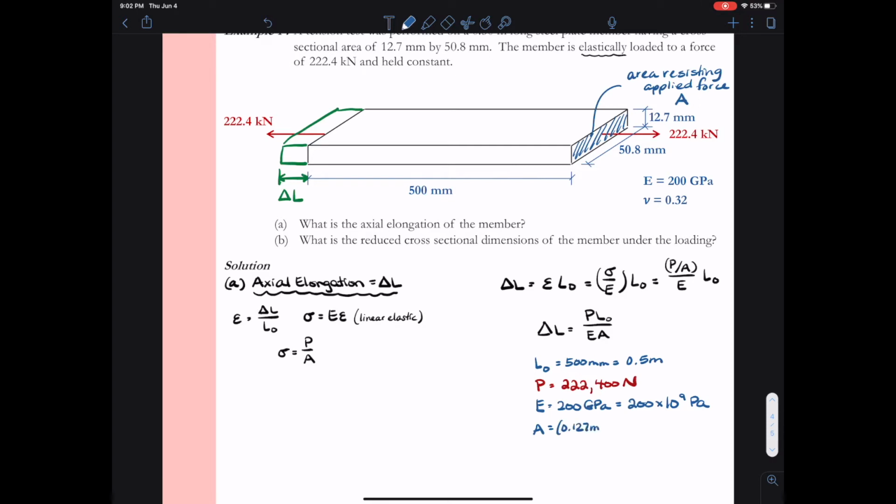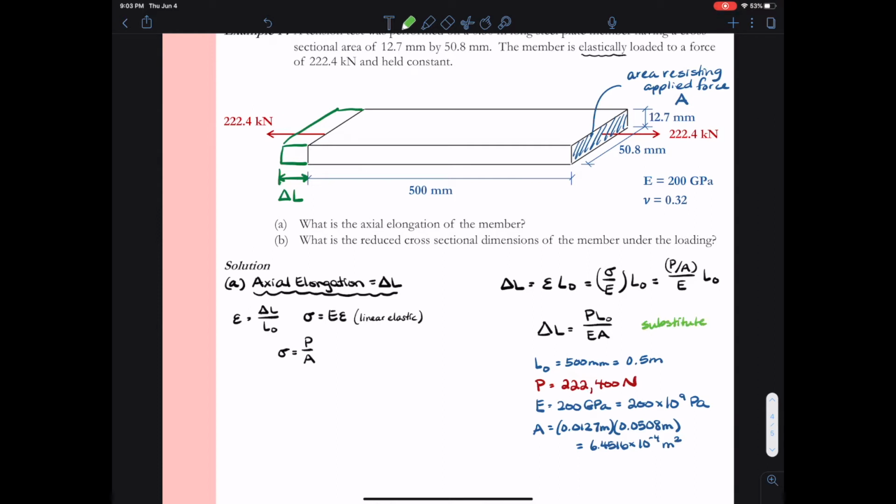That area is going to be 0.0127 meters. So make sure you have the units correct there. 12.7 millimeters, or 0.0127 meters, times 0.0508 meters. And if you want to go ahead and get a number for the cross-sectional area, you can. If we do the multiplication there, we see that the cross-sectional area is equal to 6.4516 times 10 to the minus 4 meters squared.